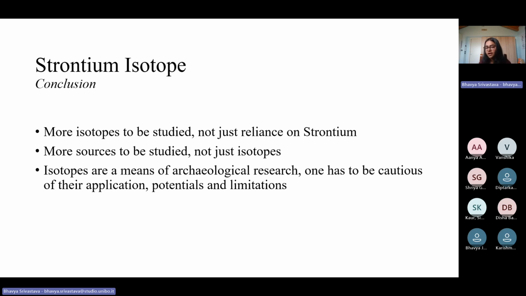Isotopes are a means of archaeological research. One has to be very cautious of their application, knowing their potentials and limitations, and not treat them as a magical one solution to every problem. They have their own problems, and that has to be kept in mind.